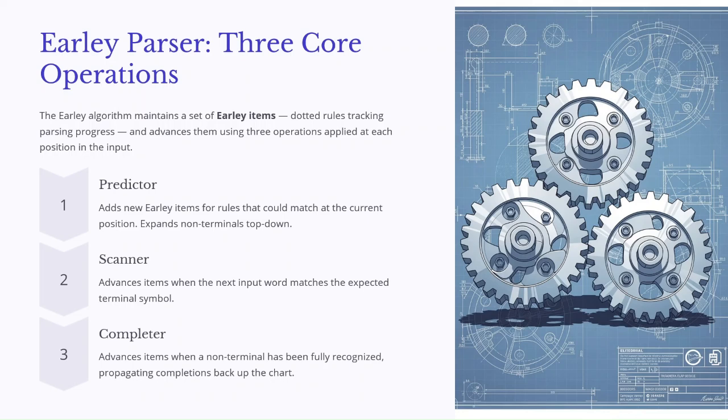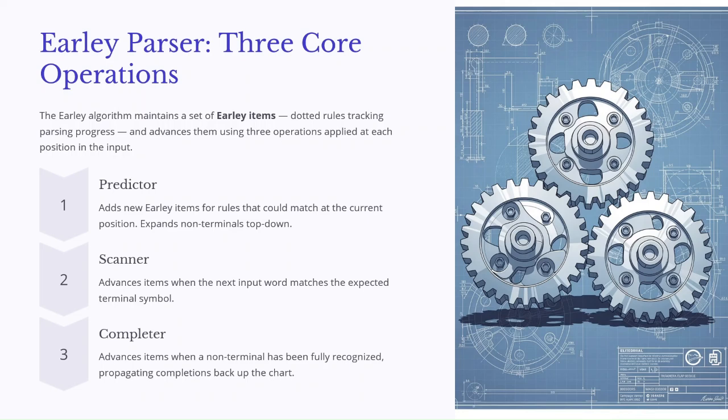So early parsing has three core operations. The Earley algorithm maintains a set of Earley items, dotted rules. We will see how the dotted rules progress. The three main core operations are predictor, scanner, and completer. The predictor adds new Earley items for the rules matching the current location, and it expands the non-terminals top down.